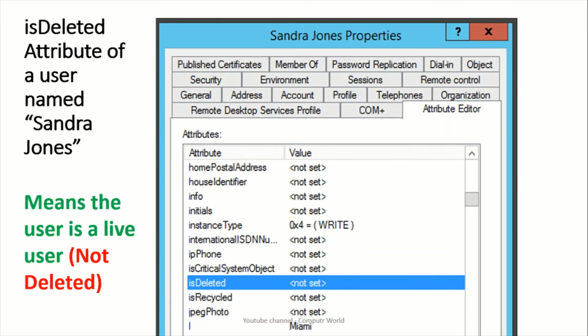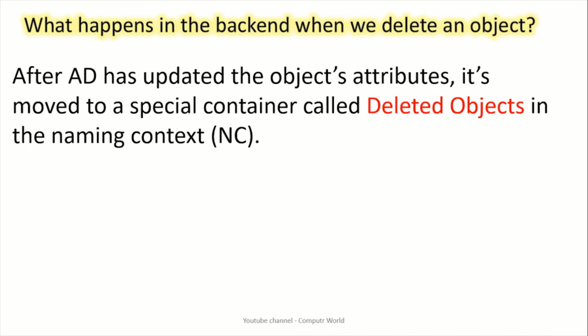So let's move ahead. After AD has updated the object's attributes, it moves the object into a special container called the deleted objects container, which is a naming context. So there is a special container called the deleted objects container, and Active Directory moves that object to this particular special container.